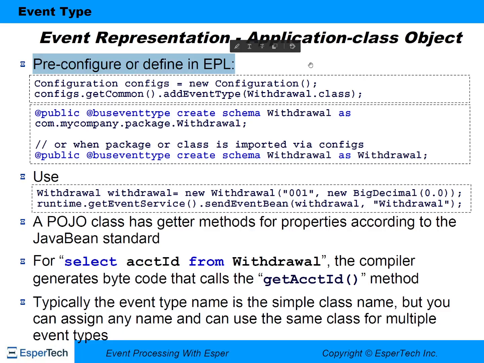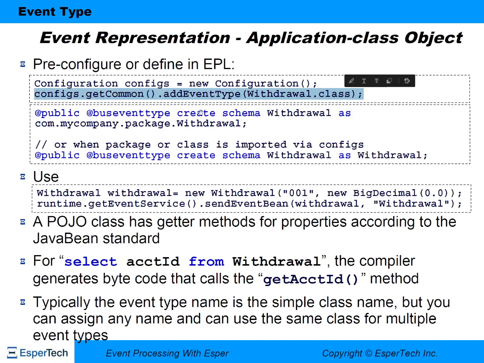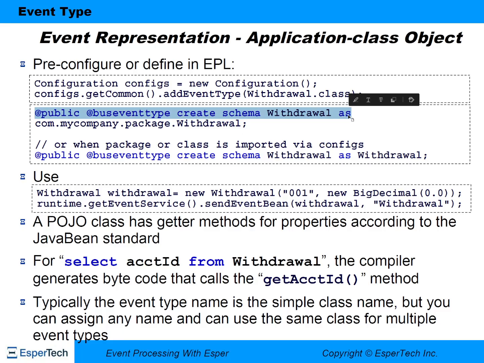Your application can pre-configure the event type in configuration or use create schema to define it in EPL. To pre-configure the event type, use the addEventType method and pass the class of the event. For example, configs.getCommon.addEventType(withdrawal.class). The addEventType method has multiple footprints and can add a class by class name and can take more parameters. The alternative is defining the event type in EPL.